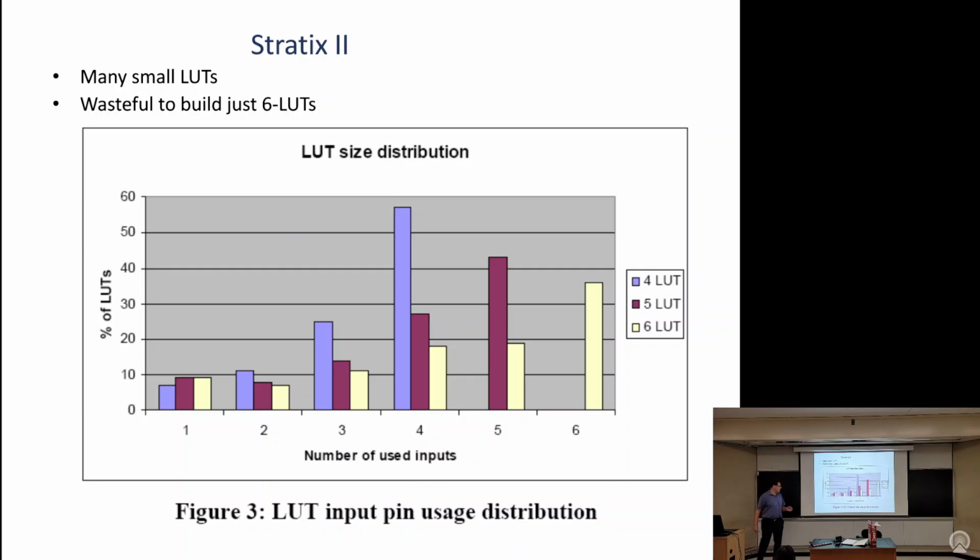So what are you doing with this 1 input LUT, by the way? This still surprises me, actually. Every time I show this, I'm like, what are these 1 LUTs? What do you think they're doing? Yeah, it's a NOT gate, or it's a buffer, right? It's even more useless. So you go, what is this doing?